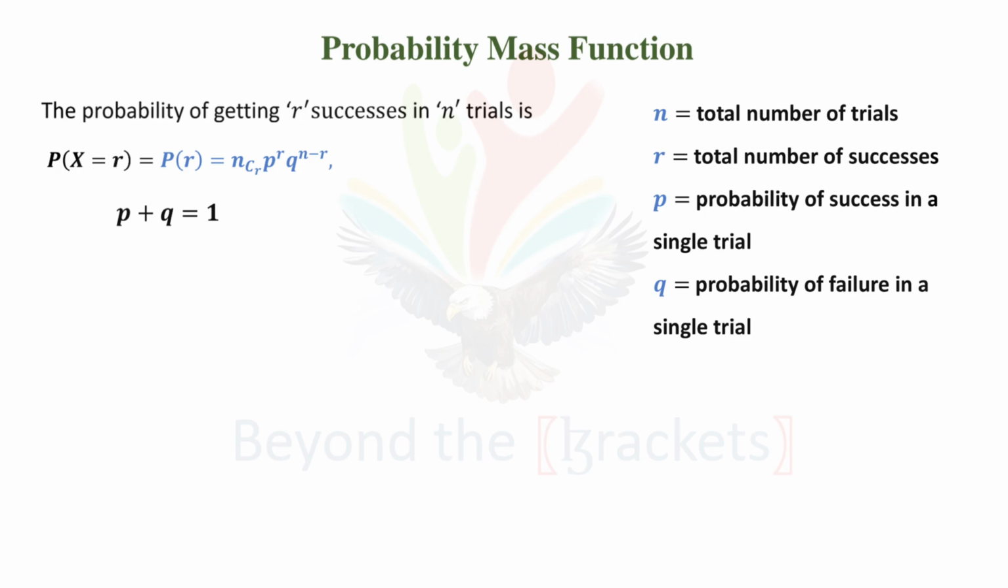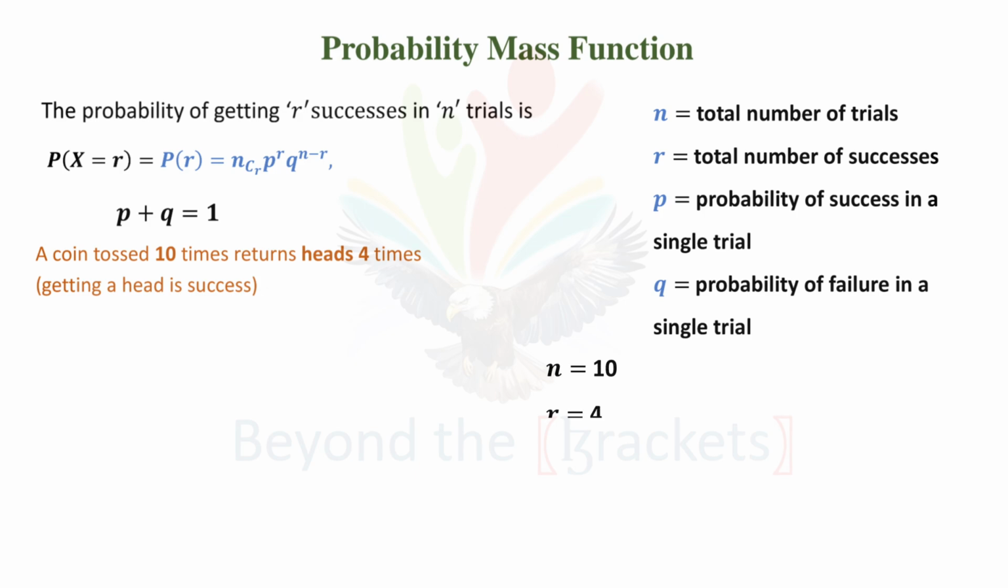Let's understand the probability mass function of the binomial distribution using an example. Suppose a coin is tossed 10 times and we want to find the probability of getting exactly 4 heads. Let getting a head be considered a success. Here, the total number of trials n is equal to 10. r, the number of successes, will be 4. The probability of success in a single trial p will be 0.5, that is getting a head, and the probability of failure in a single trial, that is getting a tail, is q, that is 0.5. Observe that p + q should be equal to 1.